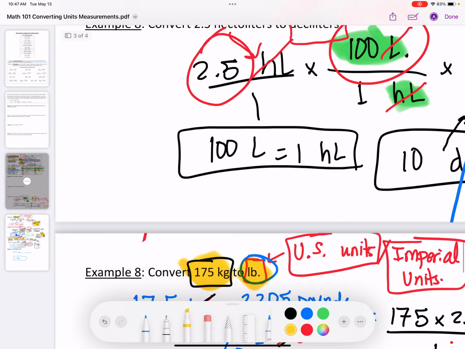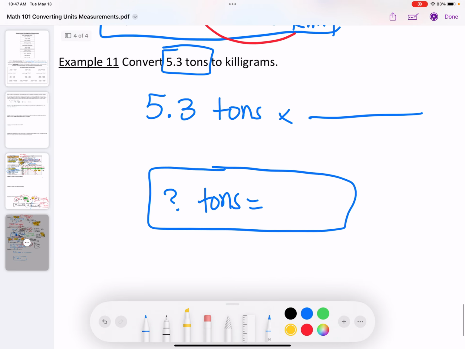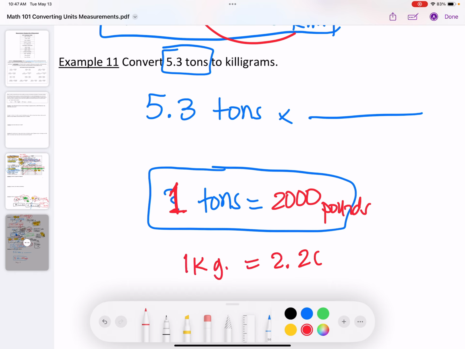Sorry about that. There we are. This is where we started, right? What did we say? 1 ton is 2,000 pounds. And I know I don't want pounds, but it's a means to an end. It's going to help me get to where I want to go. And then they said there was 1 kilogram in 2.205 pounds. So I think I need to use both of those.